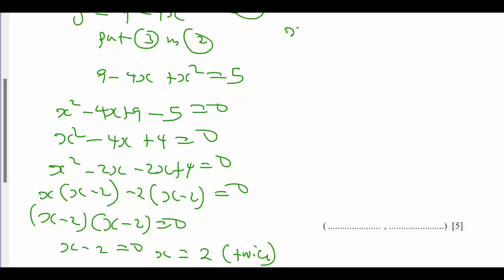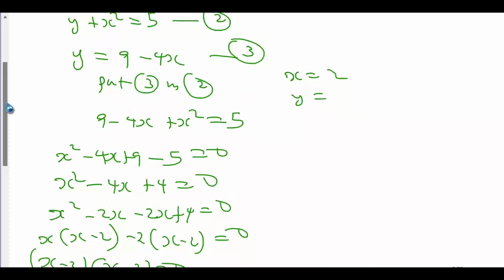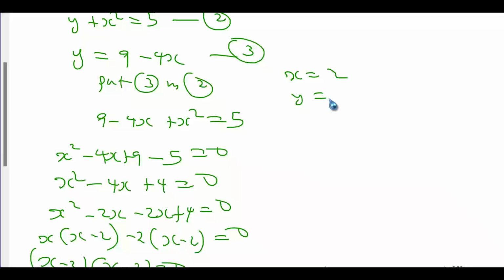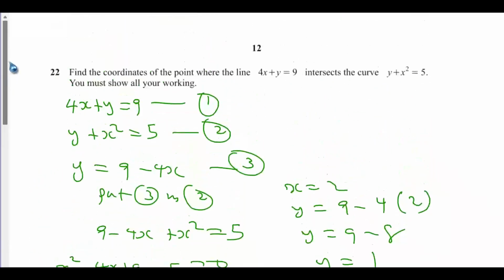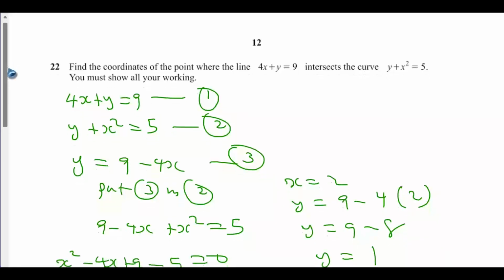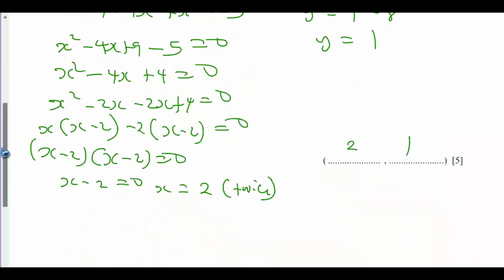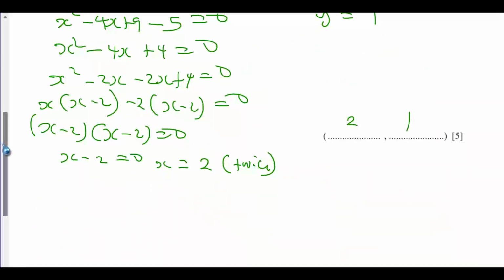So when x equals 2, then y will be equal to what? Let's put x equals 2 in equation 3. That will be y equals 9 minus 4 into 2. So y will be equal to 9 minus 8. y equals 1. So x equals 2 and y equals 1 is the point where the two equations or lines intersect one another. So this will be the end of this variant.